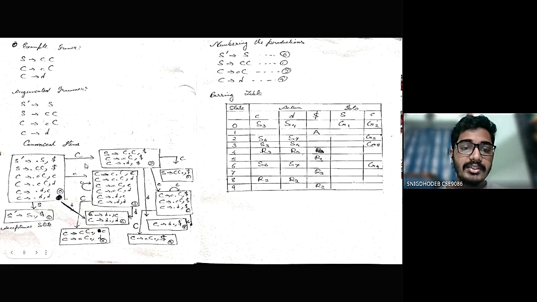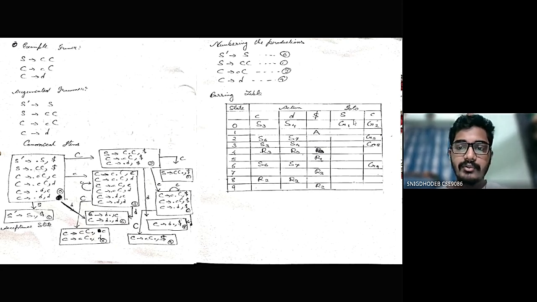Here we haven't shifted anywhere for the dollar, so nothing under the dollar. For the variable S, we have gone into state 1, which is the acceptance stage. So I'll be writing here G1, which basically means go to 1. It's going to state 1 for the variable, not for the terminals. And for the capital C here, which is also a variable, because we only have two variables in this whole example, which are S and capital C.